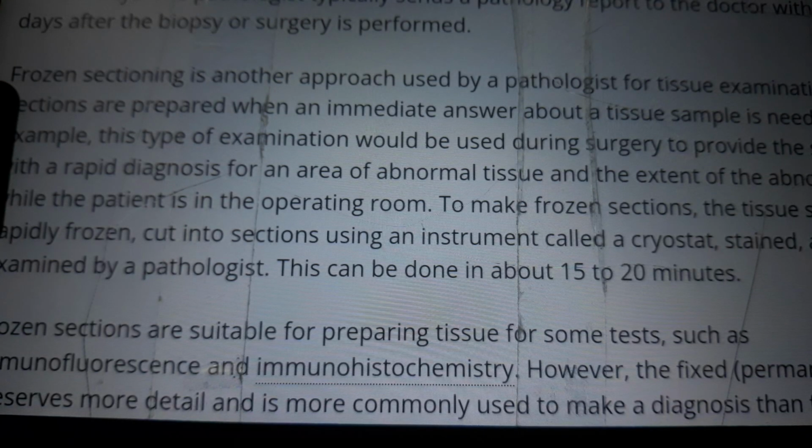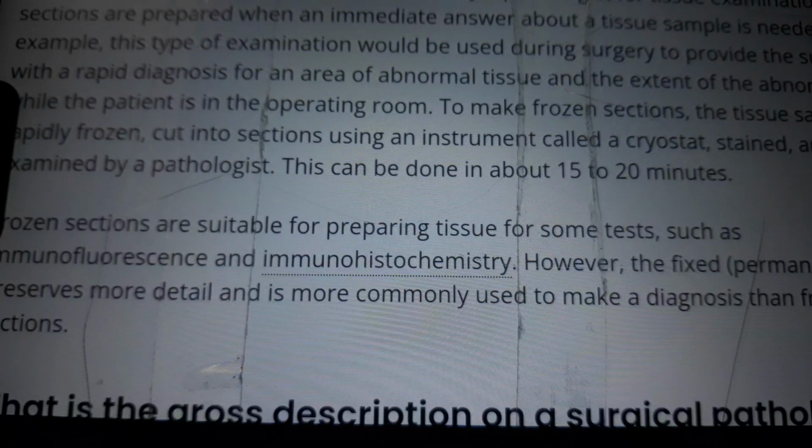Frozen sectioning is another approach used by a pathologist for tissue examination. Frozen sections are prepared when an immediate answer about a tissue sample is needed. For example, this type of examination would be used during surgery to provide the surgeon with rapid diagnosis for an area of abnormal tissue and then the extent of the abnormal area while the patient is in the operating room.